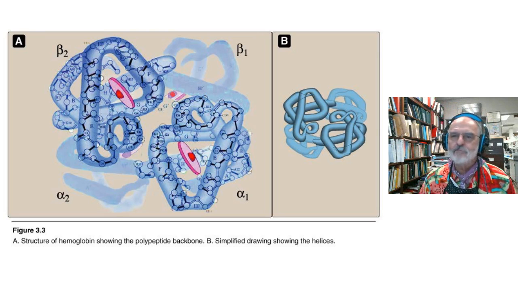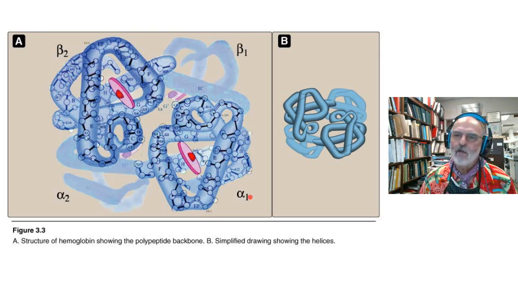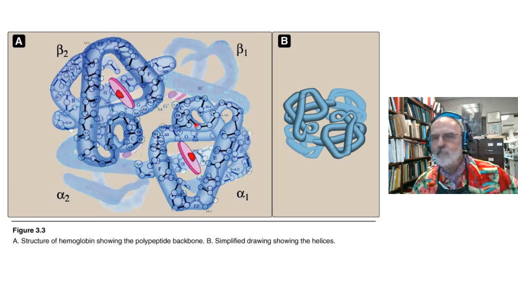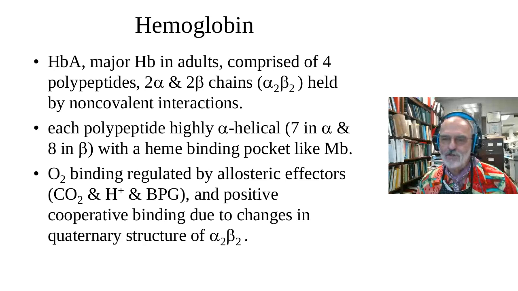So this is a space-filling rendition of hemoglobin. Notice there's an alpha 1, beta 1, alpha 2, beta 2 structure. So there are 2 beta chains, there are 2 alpha chains, and it forms a tetramer where each of the chains has a very similar fold. And you can see that in this rendition, and then in this more detailed rendition where you can see the heme and you can see the individual residues along the chains.